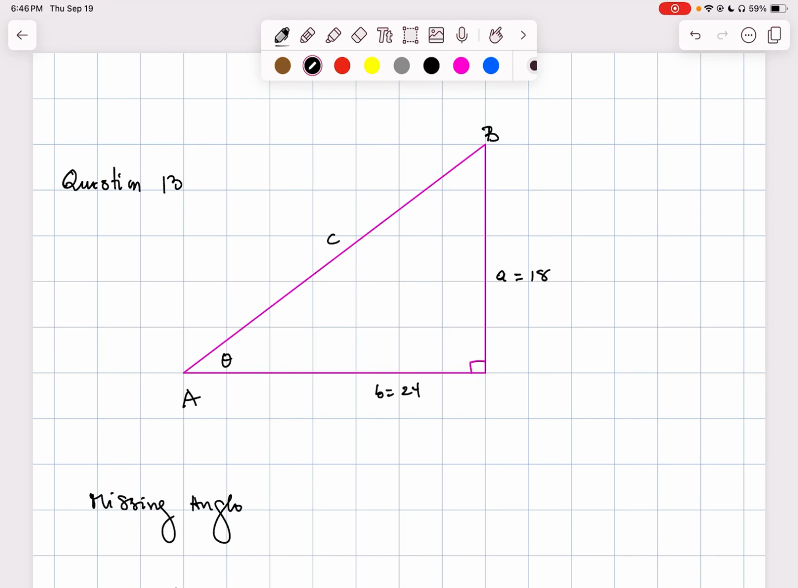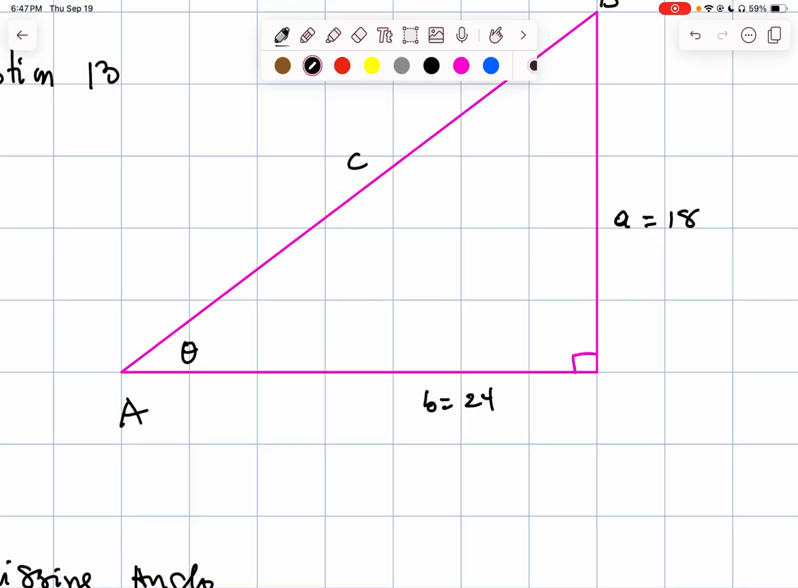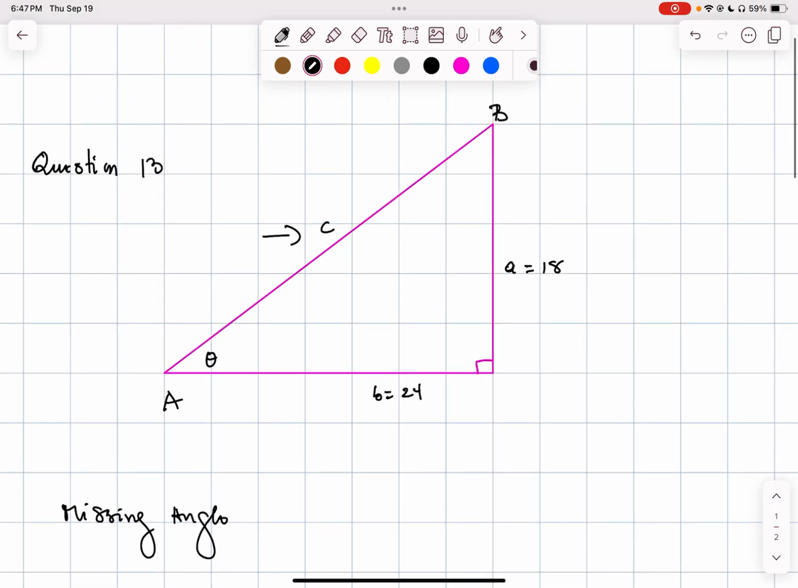Alright, so we're back with question number 13, and I changed the layout a little bit because the app that I was using previously was just giving me problems, so I changed it. For question number 13, they asked us for the missing angle, but they gave us two angles and it's a right triangle. So there's a theorem or formula that we can use to find the missing side, which in our case is C. So this is the one that we're going to try to find.